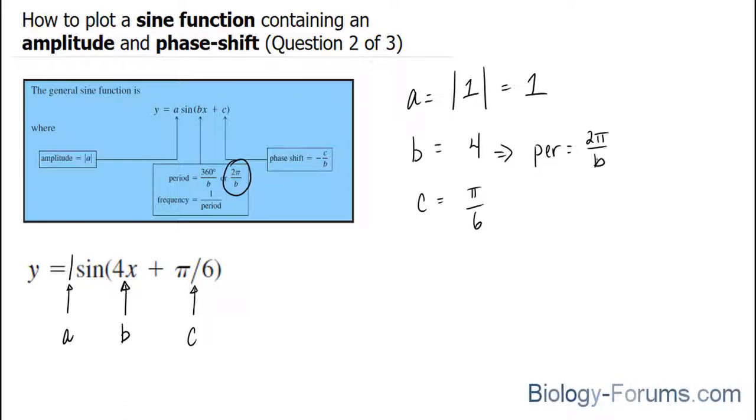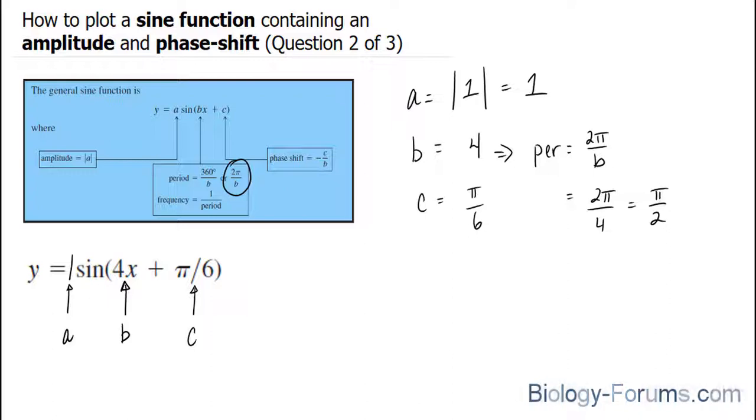And the reason why we're using this formula over 360 over B is because this equation is configured in radians. So I'll substitute this number into here, and I end up with 2 pi over 4 is equal to pi over 2. 2 over 4 is half, and that's represented right here, 1 over 2, and the pi on the top.